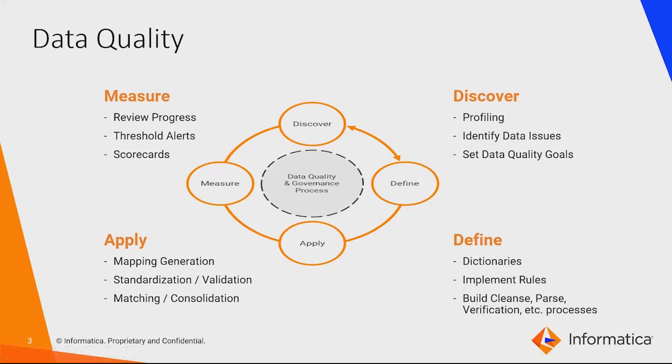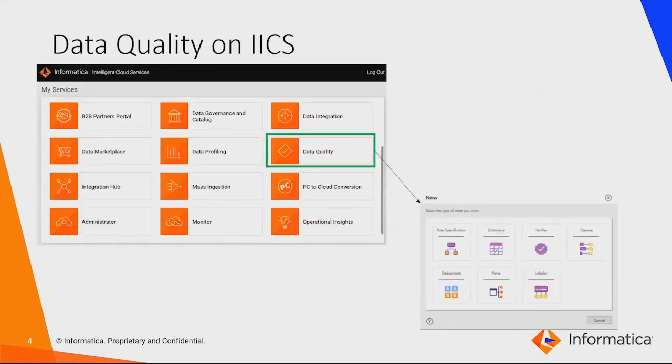How do you measure? I mean, maybe using scorecard or doing the profiling again on those data sets, and you can have different threshold alerts as well. And in this session, we are not going to cover the scorecard, and the scorecard is the feature that we have as part of data quality and data governance cloud offering, right? Moving on. So in IICS, when you log in, you see two microservices. One is data quality and one is data profiling, right? So in the data quality, you'll be seeing those different data quality assets that I was talking about, right?